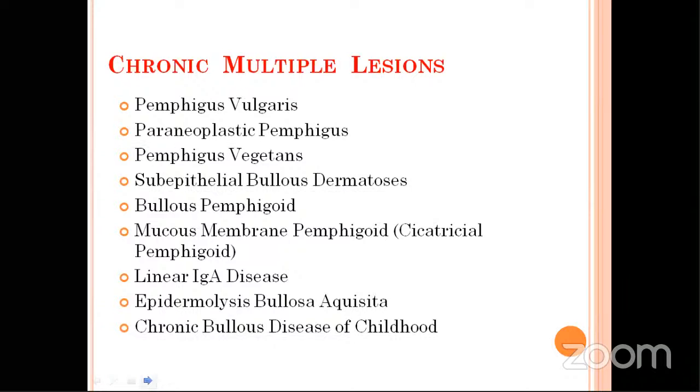Some of the ulcers along with skin lesions are chronic multiple ulcers, which occur due to certain autoimmune conditions. When it occurs in younger individuals, it is most likely to be pemphigus, and when it occurs in older individuals, it is most likely to be pemphigoid. Along with that, linear IgA disease, epidermolysis bullosa, and chronic bullous disease of childhood. While discussing the MCQs we'll see in detail; just know the names alone.